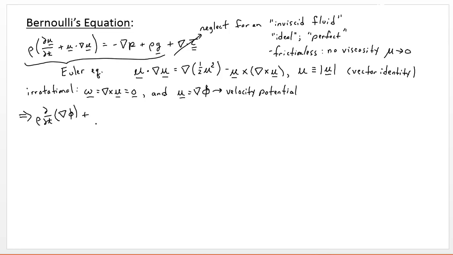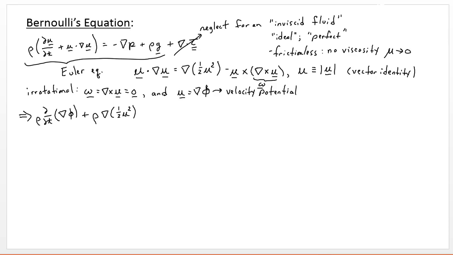so we have plus rho times the gradient of 1/2 u squared, and then we have the second term, but del cross u is the vorticity. We just said that's equal to 0 for irrotational flow, so we can neglect that term.